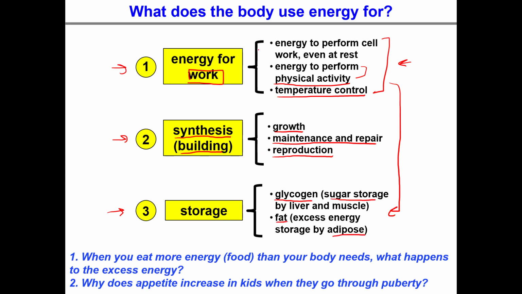So again, what does the body use energy for? Energy for work, maintaining, doing anything we need to do, synthesis, growth, maintenance and repair, reproduction, and storage as well. If we don't utilize all of this energy, again, it's going to be in the forms of our glycogen as well as fat, or in this case, our adipose tissue.